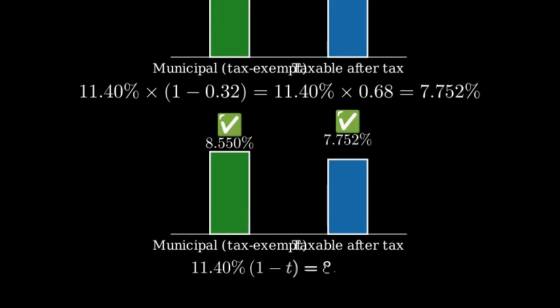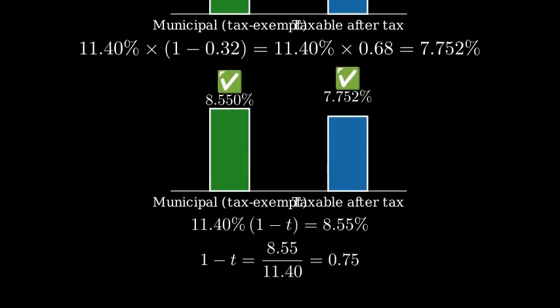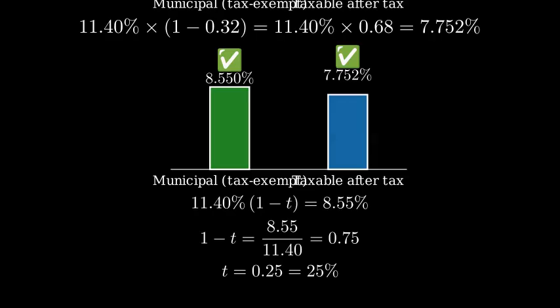Case C. To find the break-even tax rate, set the taxable after-tax yield equal to the municipal yield. That is 11.40% times 1 minus t equals 8.55%. Solve for 1 minus t equals 0.75. So t equals 0.25. That is 25%.